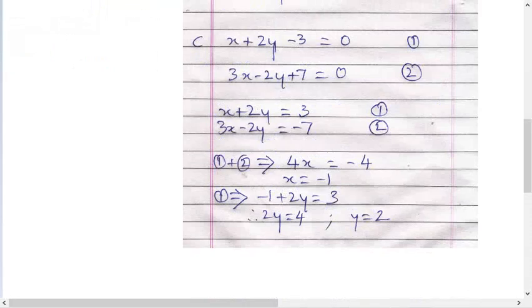Next, C. x plus 2y minus 3 equals 0 and 3x minus 2y plus 7 equals 0. When you get such type of equations, just bring the constants on the other side of equal to. So it becomes x plus 2y equals 3 and 3x minus 2y equals minus 7. Solve them now. So 1 plus 2, 4x equals.